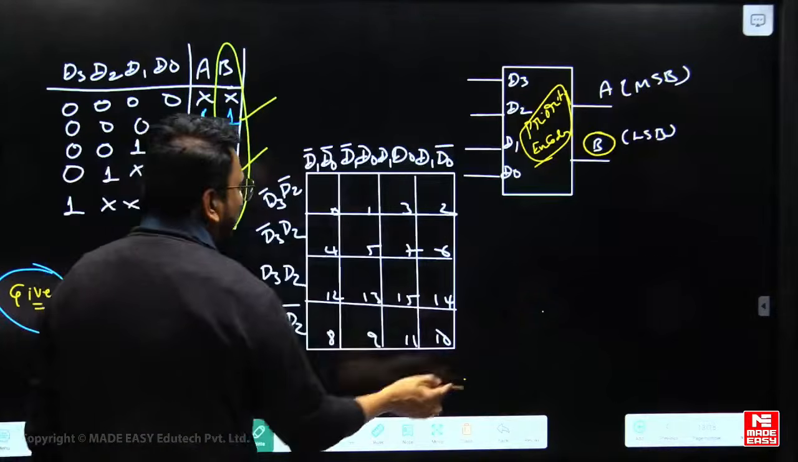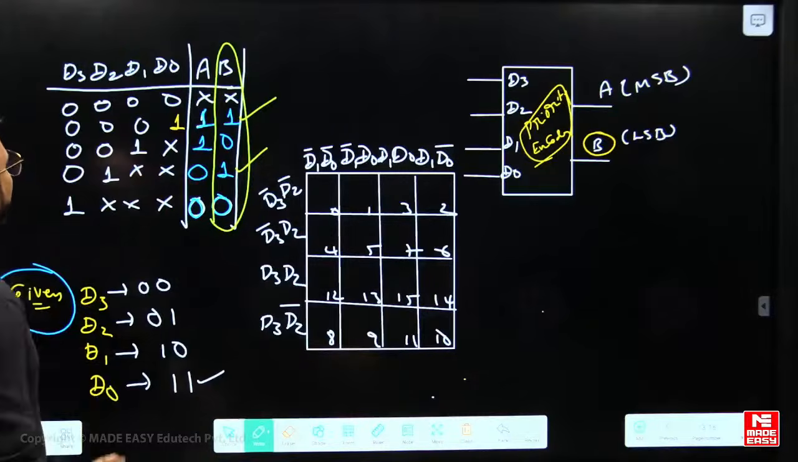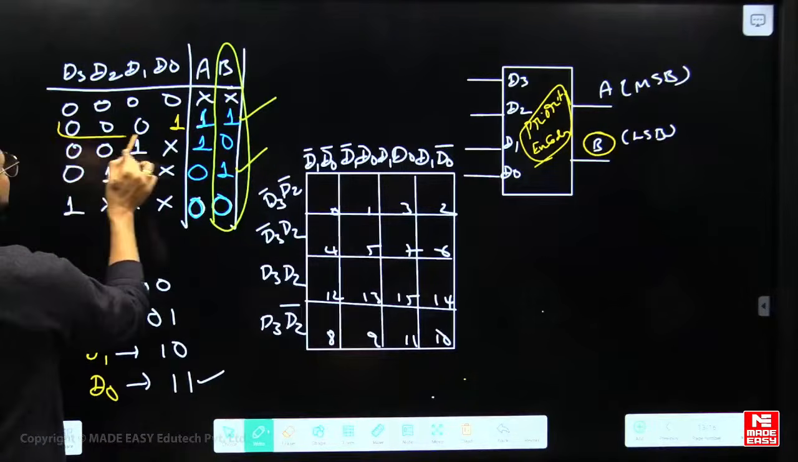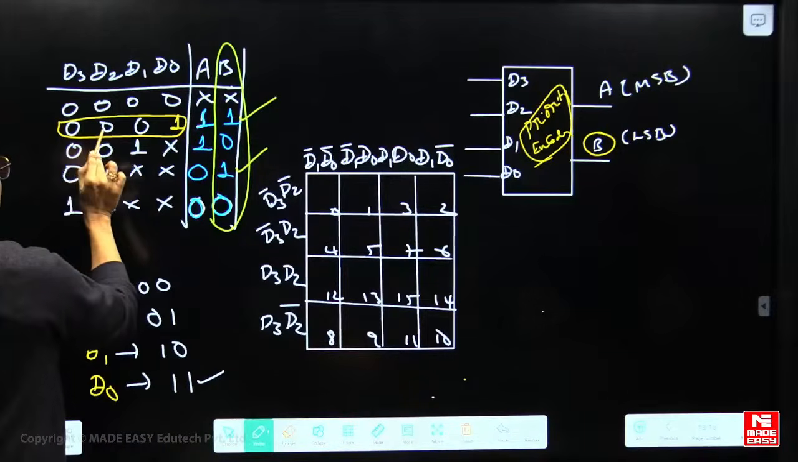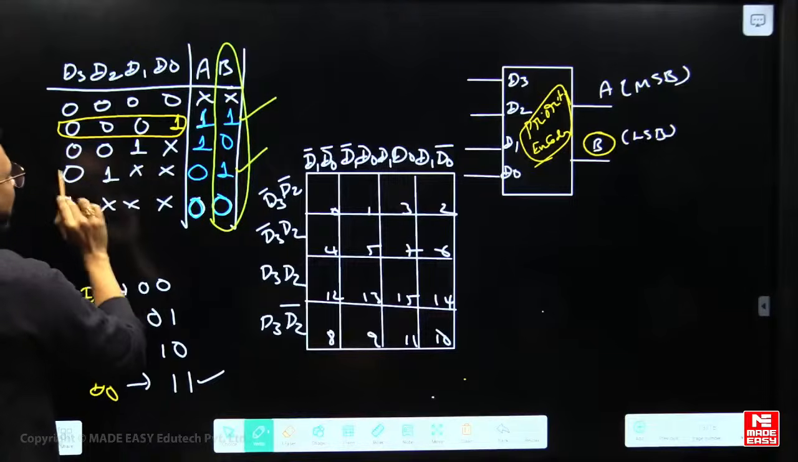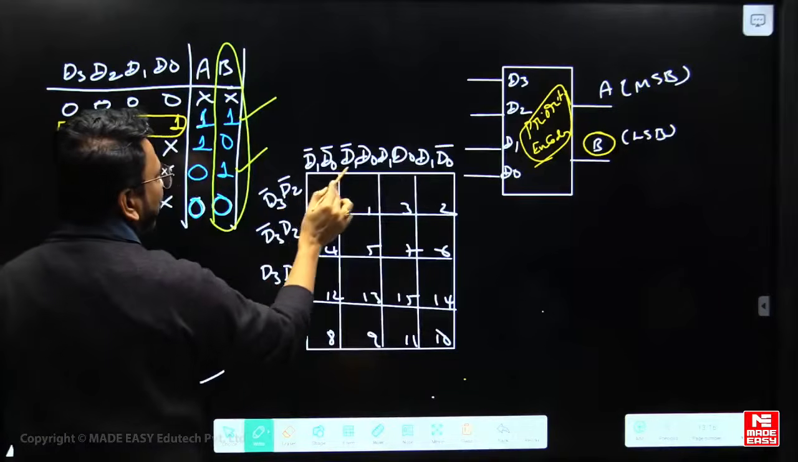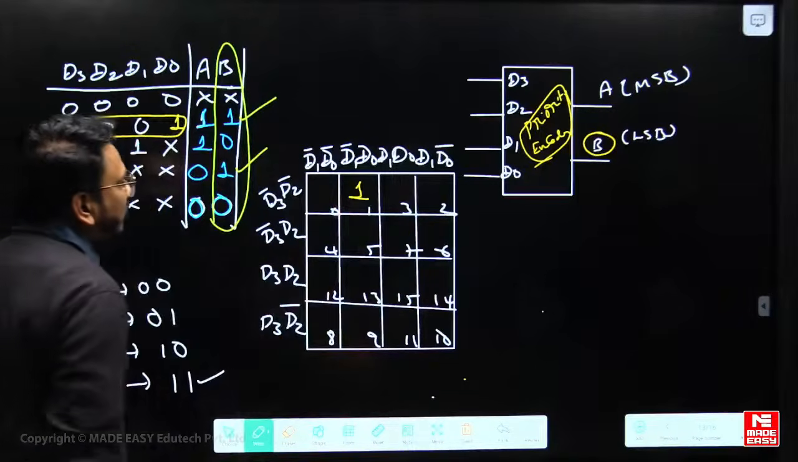Here, what is the way? Well, tell me. Here, 1 is there. At that 1, what are these? These are the things we should take: D3 bar, D2 bar, D1 bar, D naught. Here it is 1. Carefully check.